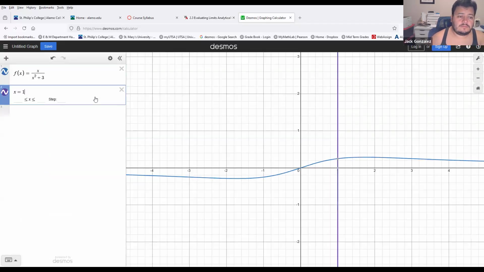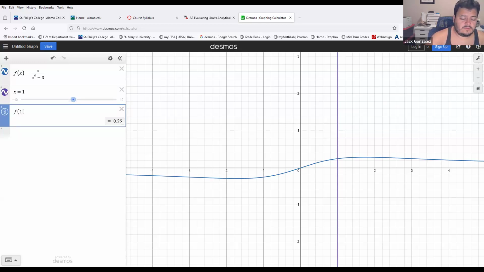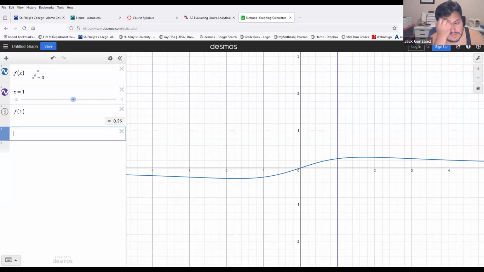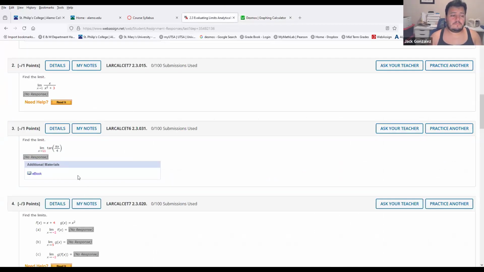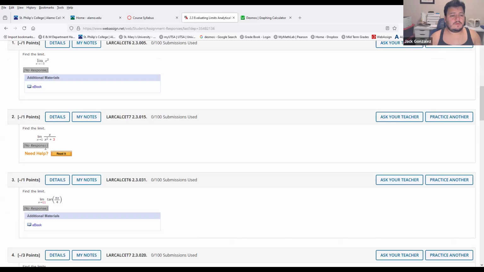So what I could do, since I labeled it as a function, plug in f of 1 and see what happens. The output is the same. Since there's no holes, there's no weirdness, the output should be the limit. Any questions on 1 and 2?